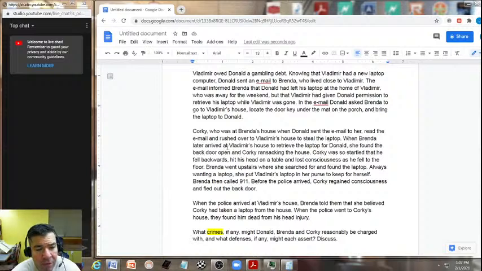When Brenda later arrived at Vladimir's house to retrieve the laptop for Donald, she found the back door open and Corky ransacking the house. Corky was so startled that she fell backwards, hit his head on a table, and lost consciousness as he fell to the floor. Brenda went upstairs where she searched for and found the laptop. Always wanting a laptop, she put Vladimir's laptop in her purse to keep for herself. Brenda then called 911. Before the police arrived, Corky regained consciousness and fled out the back door. When the police arrived at Vladimir's house, Brenda told them that she believed Corky had taken a laptop from the house. When the police went to Corky's house, they found him dead from his head injury.